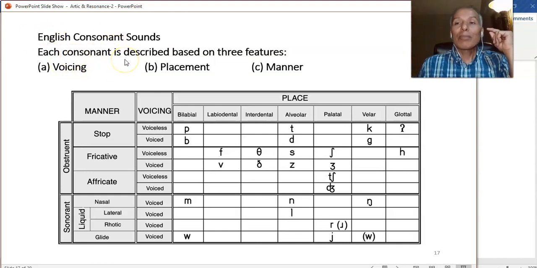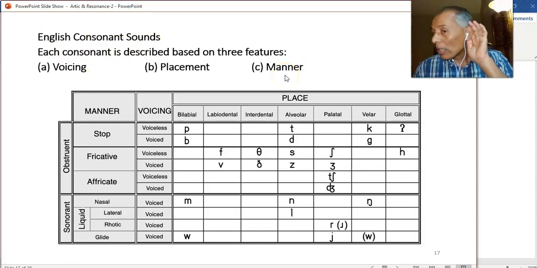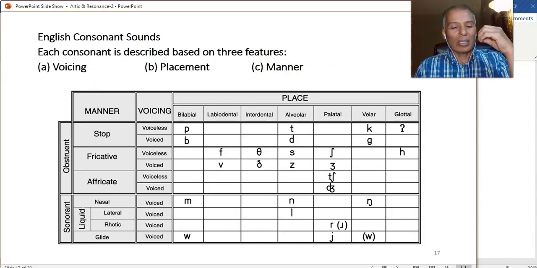And then you go to the placement. Where is it produced in the vocal tract? The placement. And then you go to the manner. What does it sound like? Does it make a little explosion? Does it make friction? And so on.